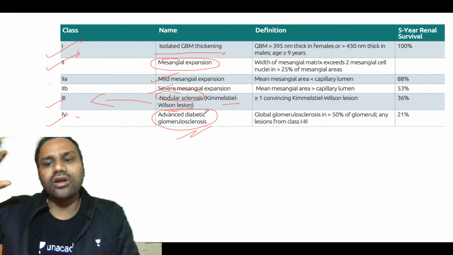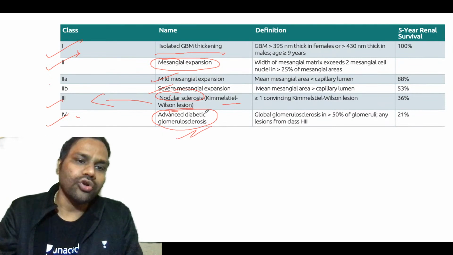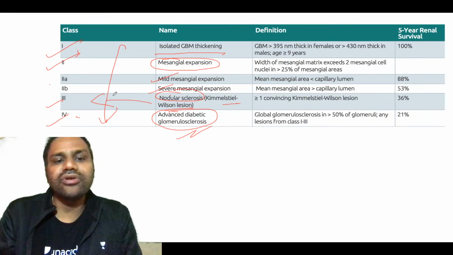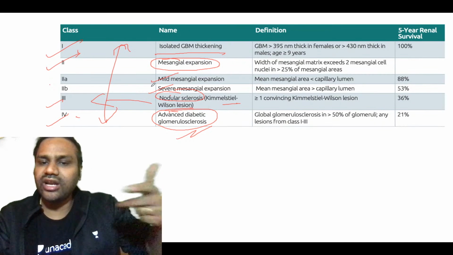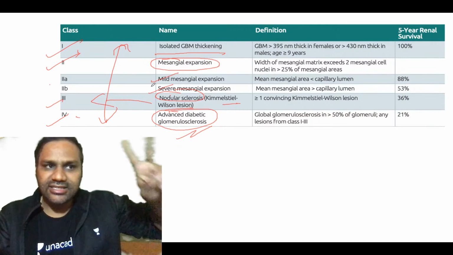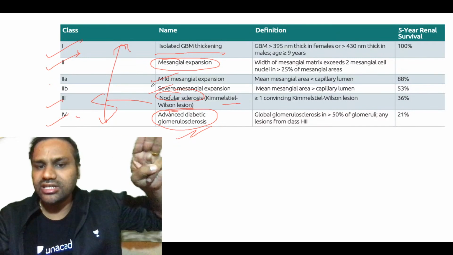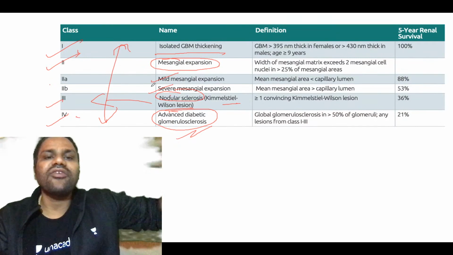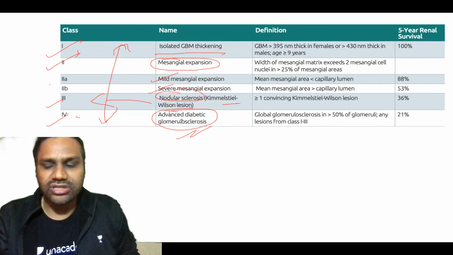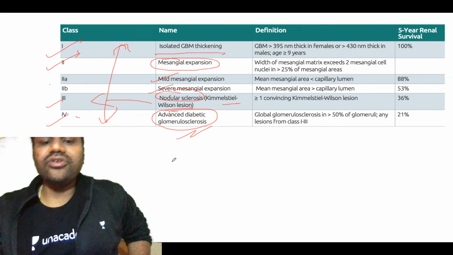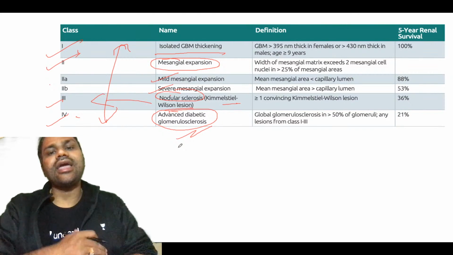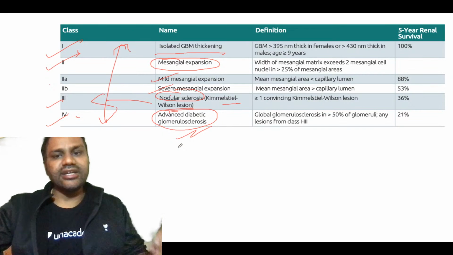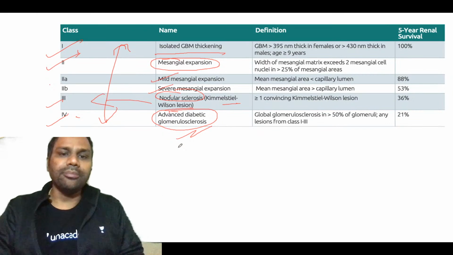Advanced glomerular nodules you can see in class 4. So this is a different way you can define diabetic nephropathy, as class 1, class 2, class 3 and class 4. Class 3 is where you see Kimmelstiel-Wilson lesion. Class 4 is where you see advanced diabetic glomerulosclerosis. Okay, so with this much information regarding diabetic nephropathy and crescentic glomerulonephritis, we complete today's topic.